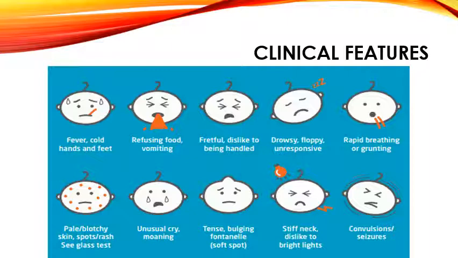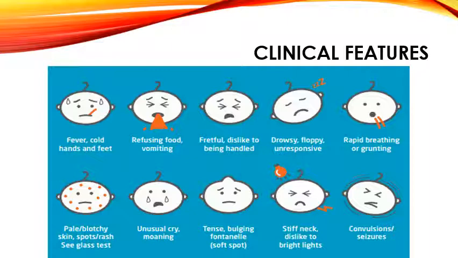Refusal to feed or vomiting is the second common feature. The child will be very irritable and dislike to be handled. The child can be drowsy, floppy or unresponsive. Rapid breathing and grunting can be seen in very sick infants. Pale blotchy skin, spots or rash can be seen in children who are very sick. Unusual cry or moaning, or you can observe a shrill cry in infants who are having meningitis.